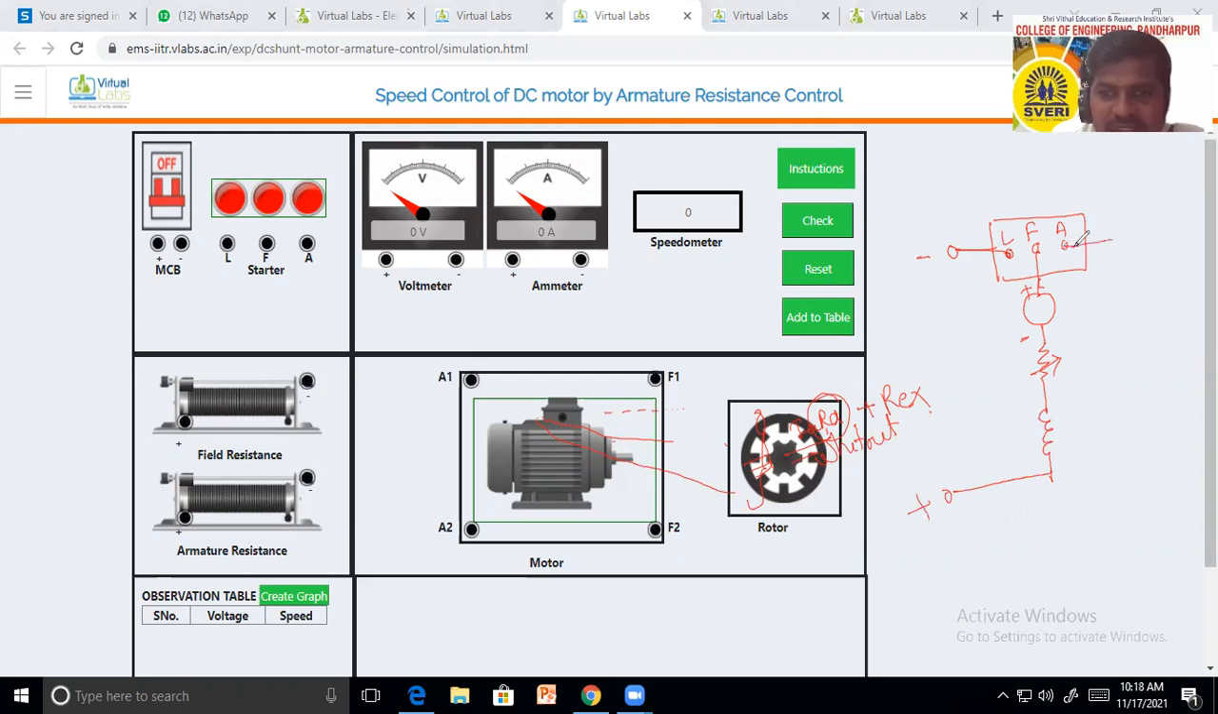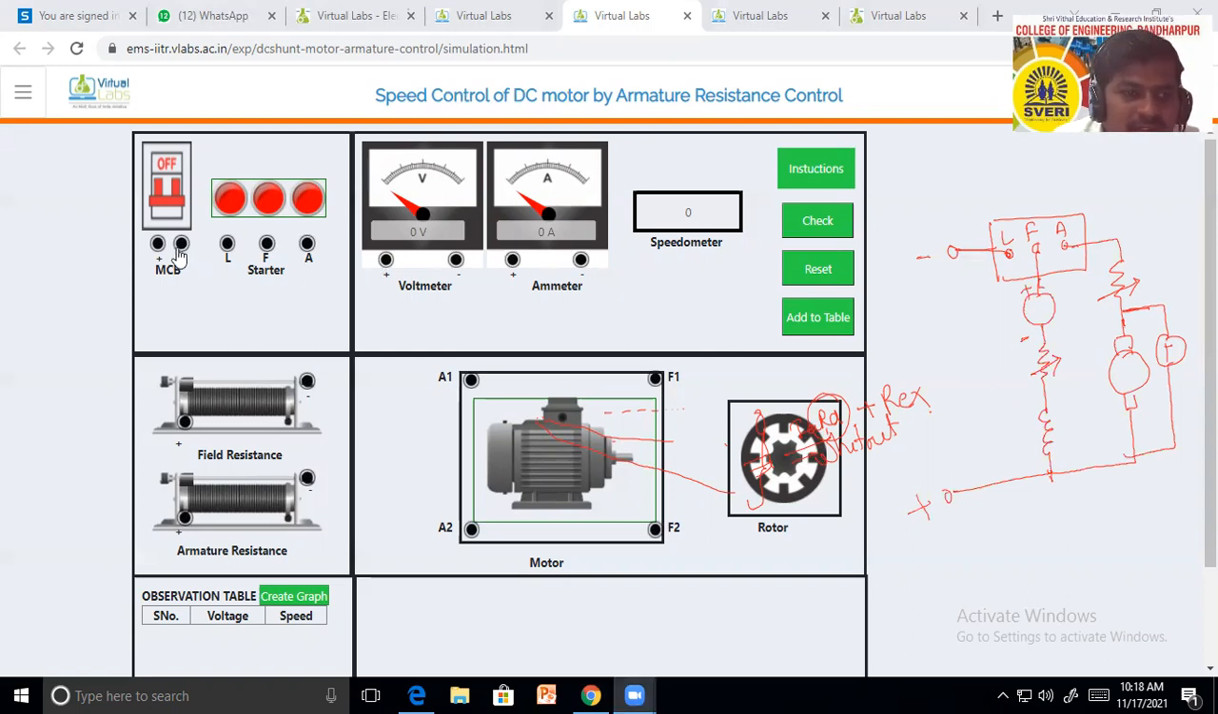In the armature circuit there is an armature resistance, this one is the varying resistance, and this is the armature, like this. Similarly, to measure the armature voltage, we are connecting a voltmeter across this point. See, the connection will be like this.